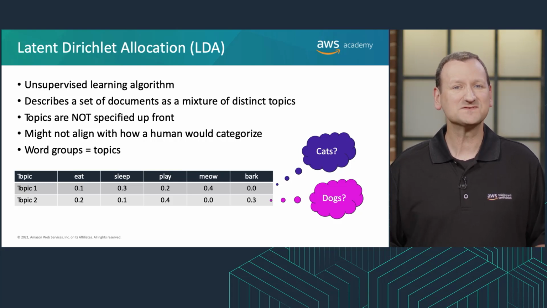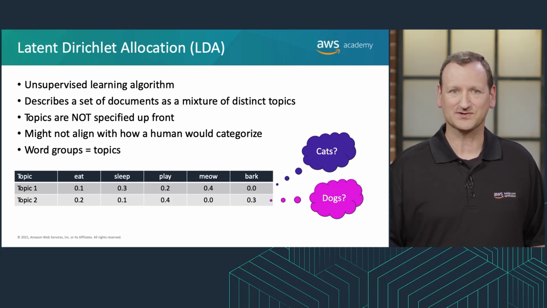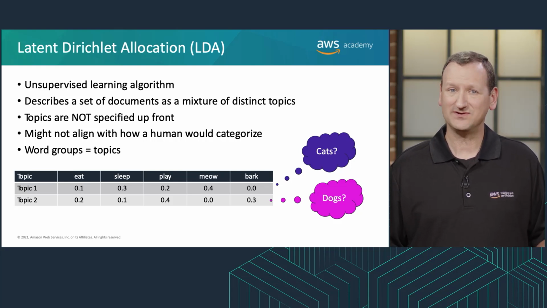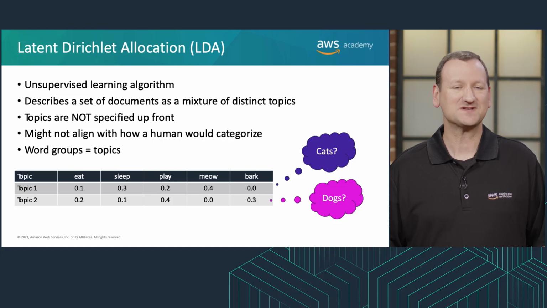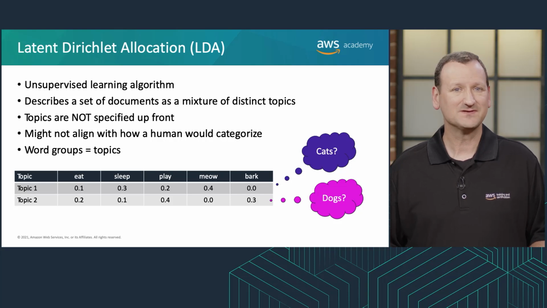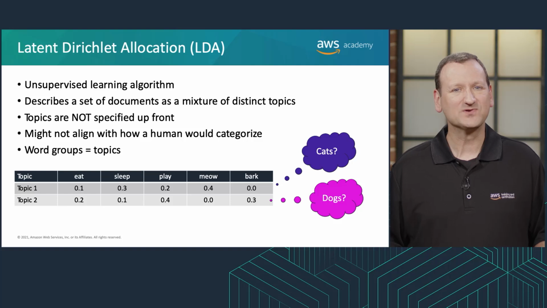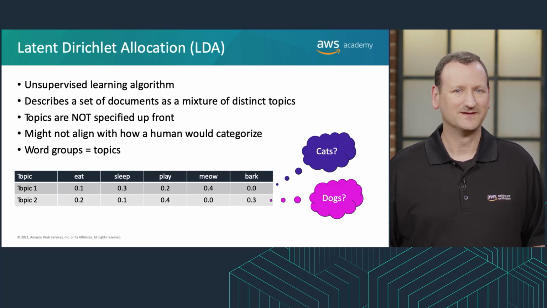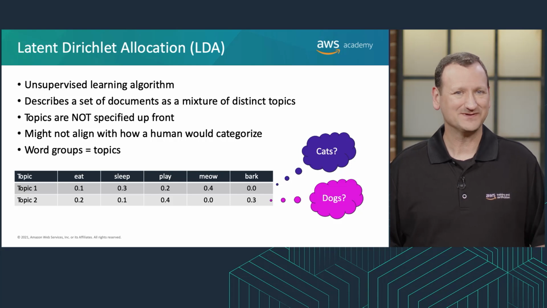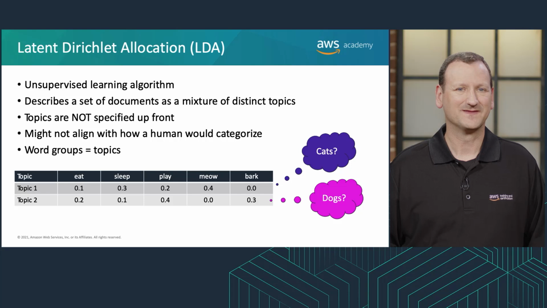The topics themselves are learned as a probability distribution over the words that occur in each document. Each document, in turn, is described as a mixture of topics. As an example, consider a set of documents that only contain the words eat, sleep, play, meow, and bark. LDA might produce the two topics shown in the table. Topic 1 might be about cats, who are likely to meow and sleep. And topic 2 might be about dogs, who play and bark.